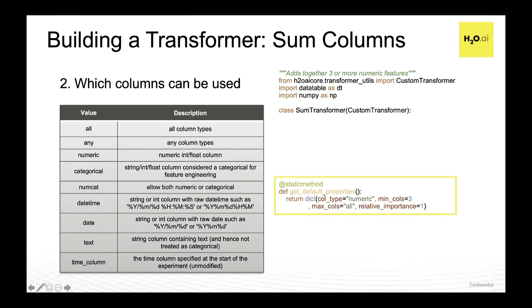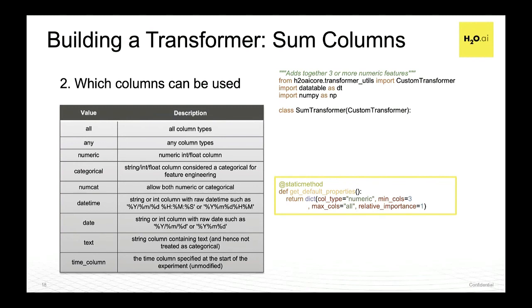So then after saying what type of columns are allowed, we then give a min and max. So for our sum transformer, our minimum number of columns is going to be 3. We don't need to do 2 because that's already handled by a different transformer that comes with Driverless AI, the interactions. So we're going to say we want at least 3 columns, but we'll take all of the numeric columns. And every time this gets called, Driverless AI will choose a number between 3 and all numeric columns. And then for the most part, we're going to keep this relative importance as 1, but we can make this number higher if you wanted your custom transformer to be more likely to be used than the default transformers. So it's just a way to give it a little more importance in that genetic algorithm.